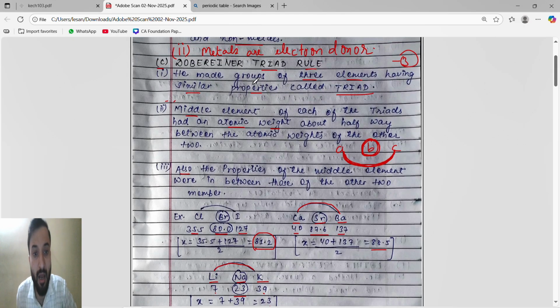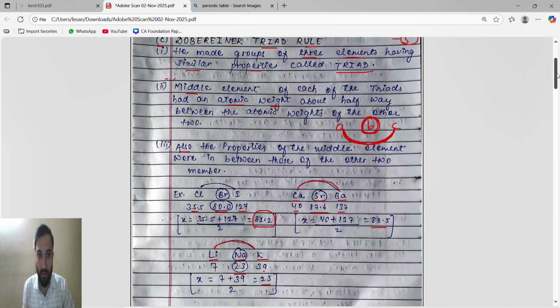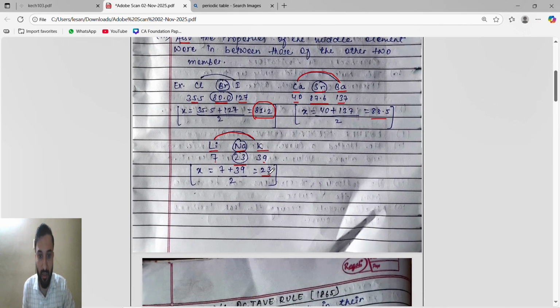So Dobereiner said, I will talk about three elements. I will do the average of the atomic weights of the first and third elements, and I will get the atomic weight of the second element. Everyone came, then they started taking triads. Dobereiner showed that if I take the smallest elements, it shows the exact value, but as it goes to higher elements, it shows approximate values. Understand, guys? With the smallest elements it was exact, but with the biggest elements it was approximate.